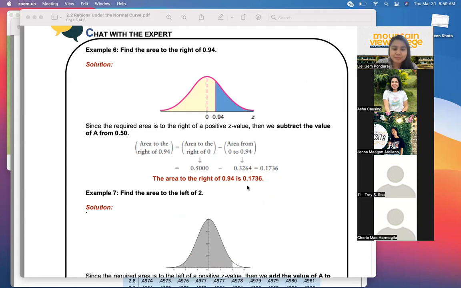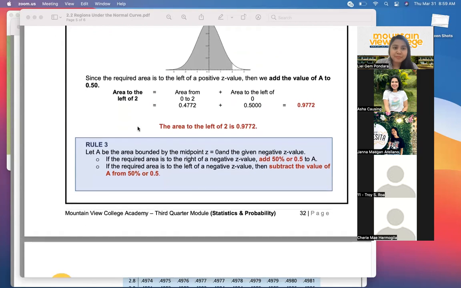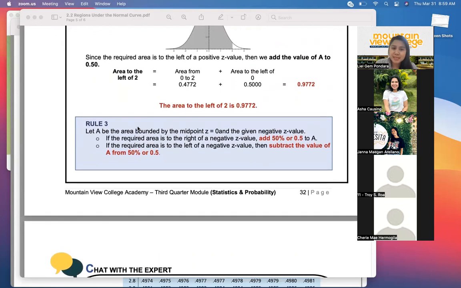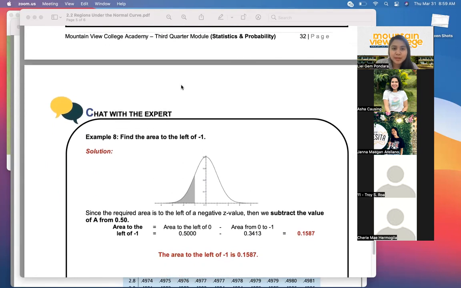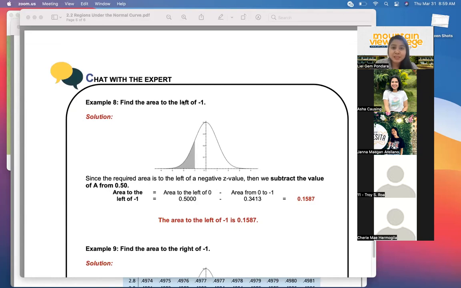Let's go to the next example. Rule number 3. Let A be the area bounded by the midpoint of Z. Actually, this is just the same as rule number 2. For example, the first one, to the left of Z equals -1. To the left, so it's the leftover of the half, right? So we subtract it from 0.5. 0.5 minus 0.3413. The answer is 0.1587. Ma'am, where did you get 0.3413? That is the area from 0 to -1, 0.3413. This is the 0.5. So the leftover, subtract it.